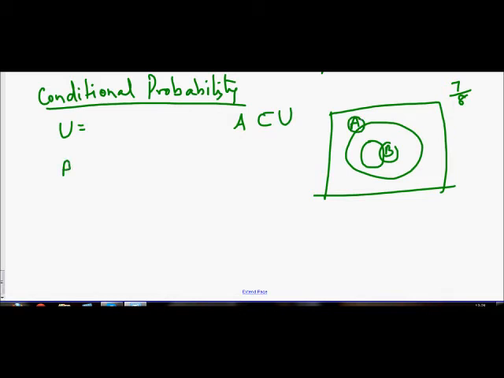So what is the probability of B given A? That is known as conditional probability, that the event B depends on the event A. So there is a condition on the event B occurring. Okay, for example, let's consider rolling a die.